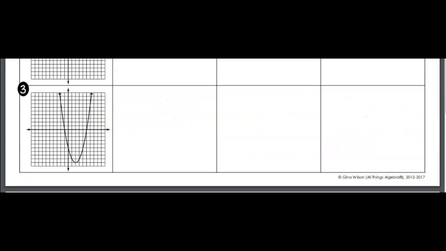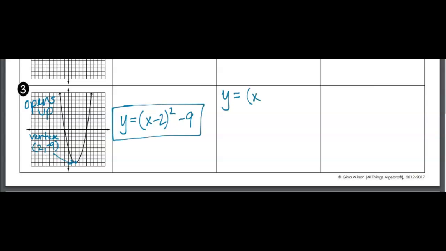In the third example, it's going to be good to identify the vertex first, and notice that it opens up at that same shape, because if you go over 1 and up 1 from the vertex, that's where it travels. That's the standard width of a parabola. So writing the vertex form, since it's shifted to the right 2 and down 9, it's going to be x minus 2 squared minus 9.